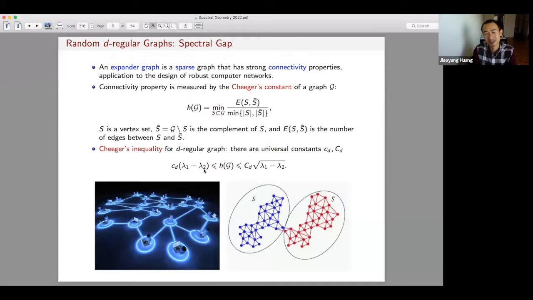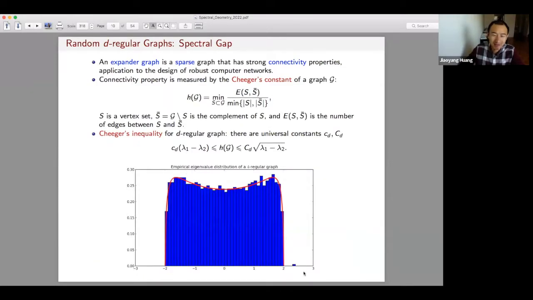So instead of searching for a graph with large Cheeger constant as a candidate for a robust network, one can just search for graphs which have a large spectral gap, a large difference between lambda 1 and lambda 2. From the simulation, you can see this random d-regular graph has a pretty large gap between the largest eigenvalue and the second one.